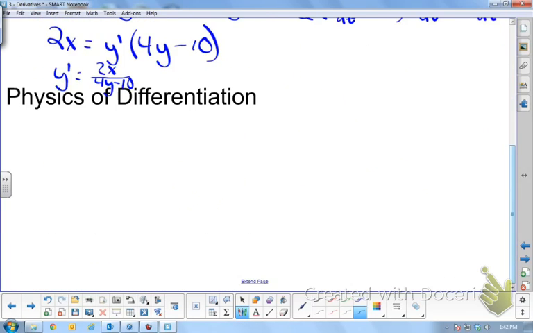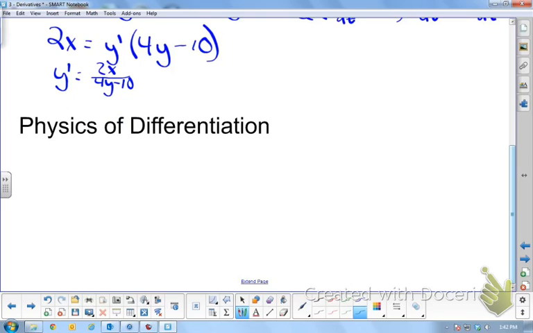And then we talked about the physics of differentiation. This one we've seen a lot.